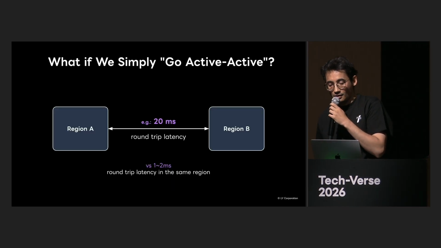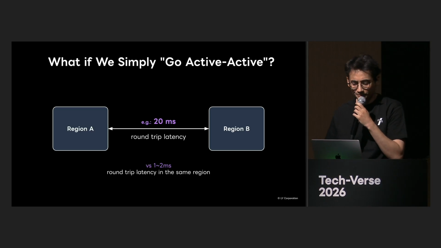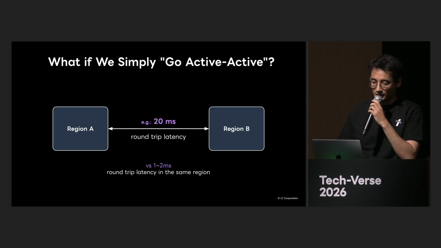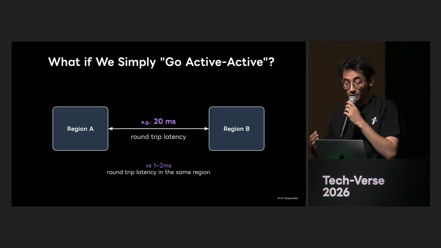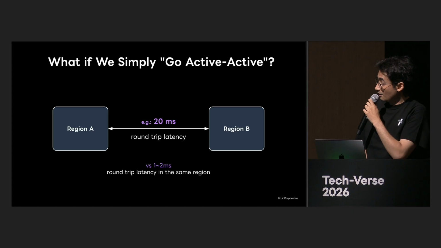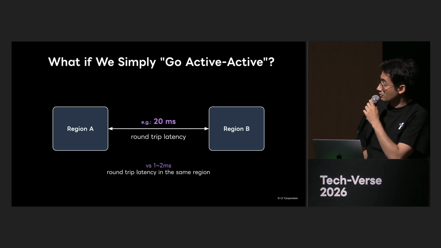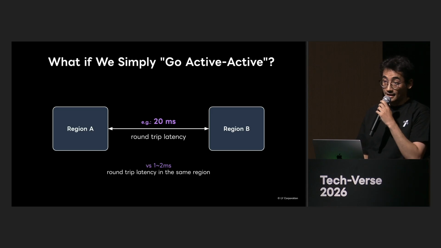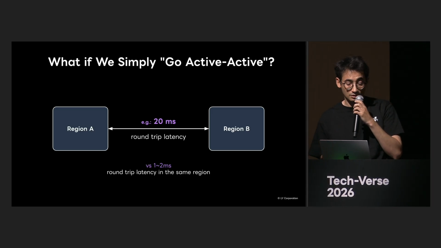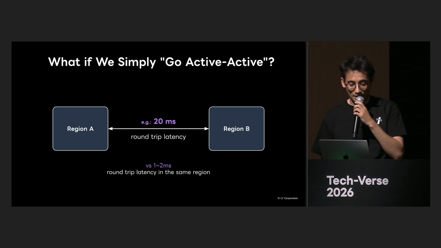So you might think, why not just make both data centers active and share everything? The problem is, well, physics. Our data centers are geographically separated, so latency naturally increases. For simplicity, let's say 20 milliseconds for the whole round trip between data centers. And that compared to 1 or 2 milliseconds that we have in a single region is a big gap and creates very real challenges, as we will see next.